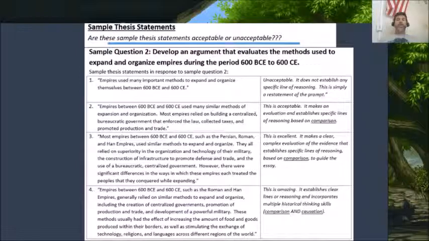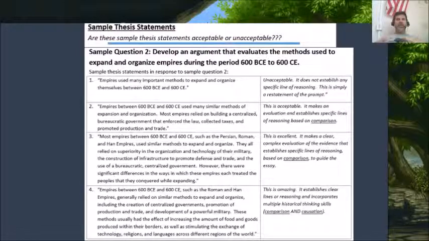Now we're going to look at sample question 2. Develop an argument that evaluates the methods used to expand and organize empires during the period 600 BCE to 600 CE. So this is the classical era, and some of the big empires during this time were the Persian Empire of the Achaemenid dynasty, the Roman Empire, Alexander's Hellenistic empire that briefly existed, the Qin dynasty in China, the Han dynasty in China. And this prompt doesn't clearly indicate one specific thinking skill.